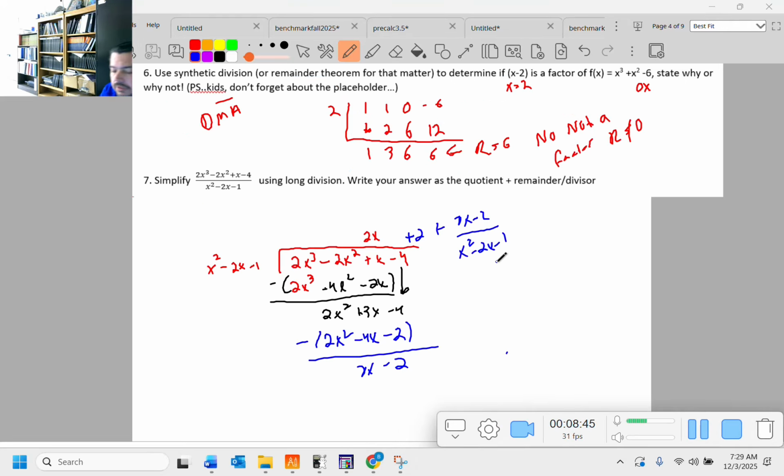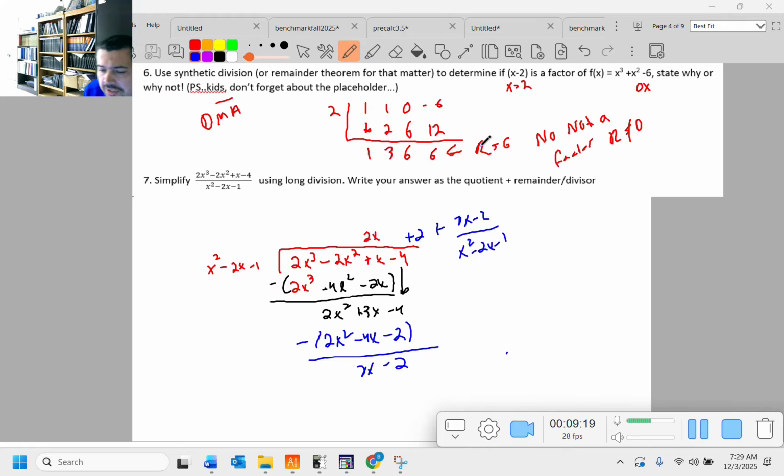I forgot to hit play here. So I did the synthetic division. X minus 2 is possibly a factor, so x is 2. And you'll notice that there are no x terms here, so I used a placeholder. I did DMA: drop, multiply, add. 1 plus 2 is 3, 2 times 3 is 6. 0 plus 6 is 6, 2 times 6 is 12, negative 6 plus 12 is 6. So no, it wasn't a factor because it had a remainder of 6.